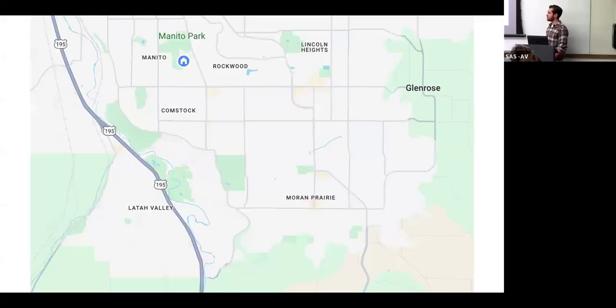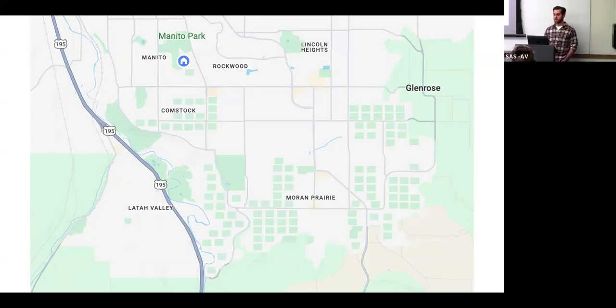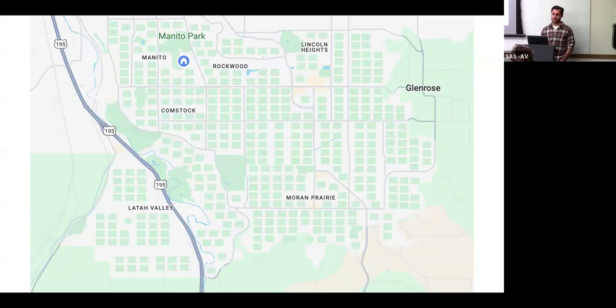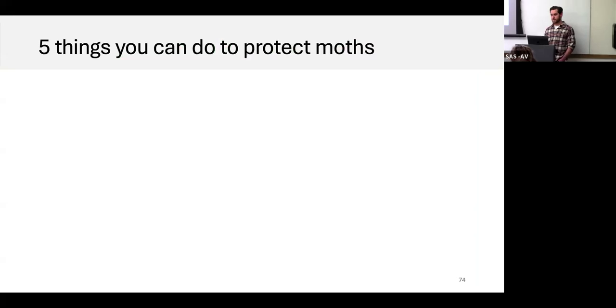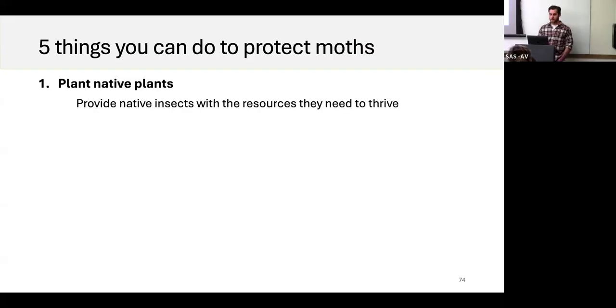And so we need to start rethinking our urban and suburban areas. I live on the South Hill, so this is around where I live. Into these landscapes that can provide these types of stepping stones between our larger protected areas that allow insects to move and adapt and get resources from these areas. So I'm going to go through 5 things you can do to help provide those right conditions for insects and help protect moths and other pollinators. And the first and most important one is to plant native plants.